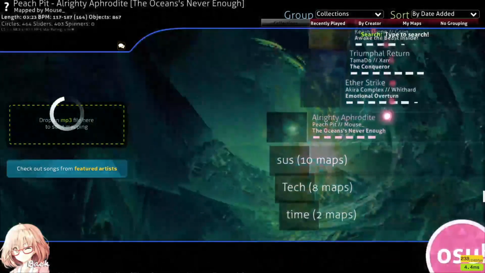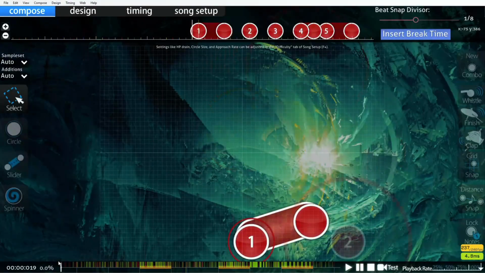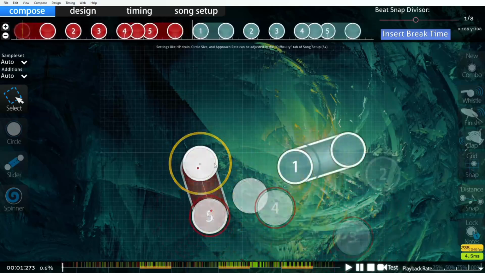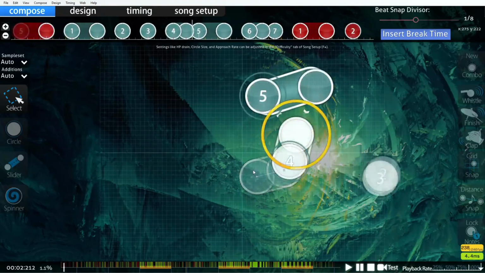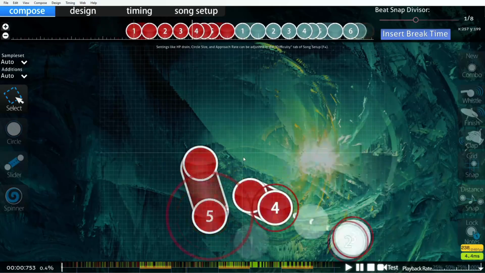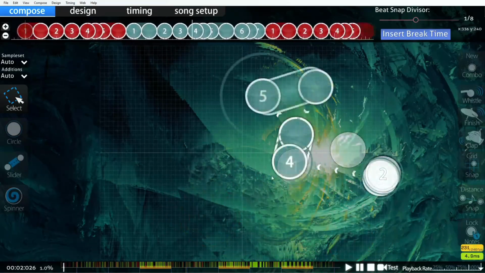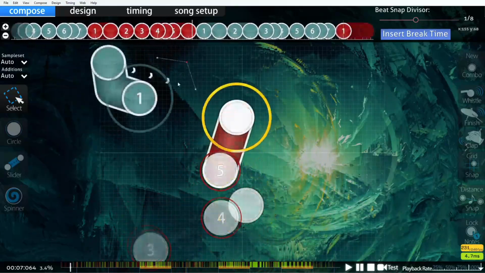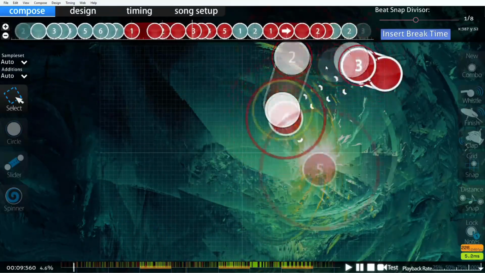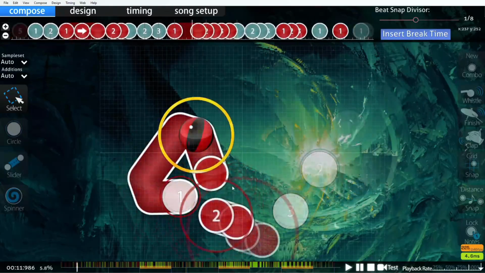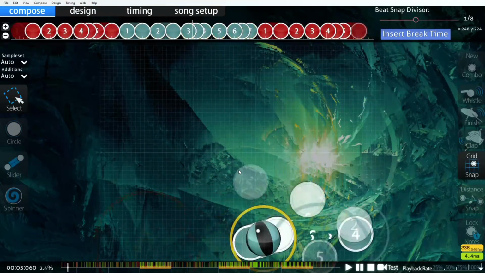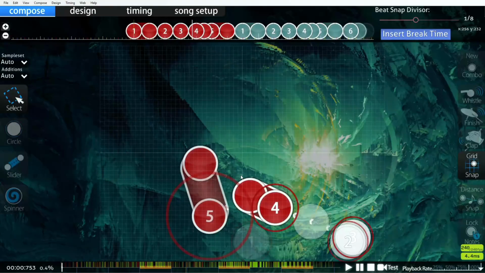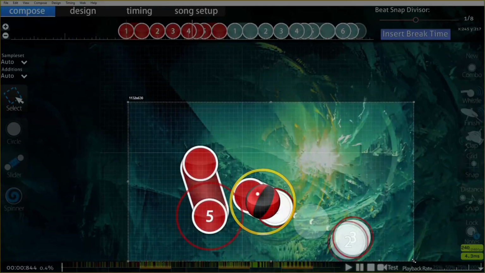Now, the last map on the agenda is going to be Aphrodite's, because this map is very simple at what it does. You can see how small the spacing is, and the slider length is pretty small. And this map is very axis dependent, by the way. This might look like it is not the same axis as this, but it is.